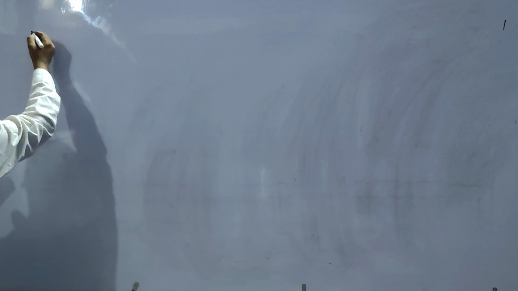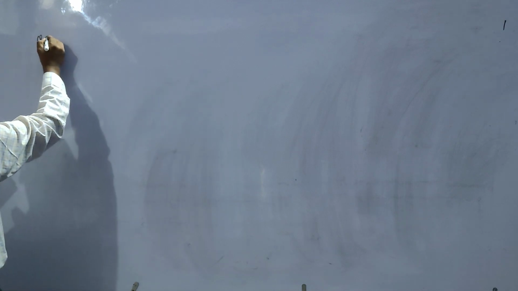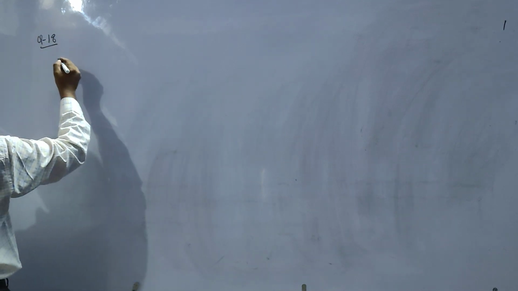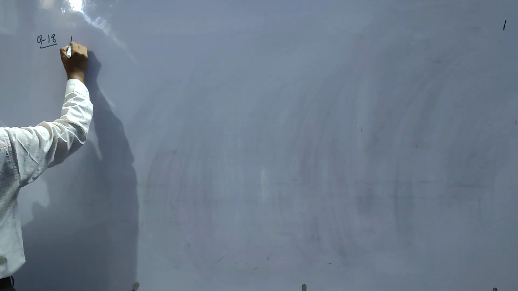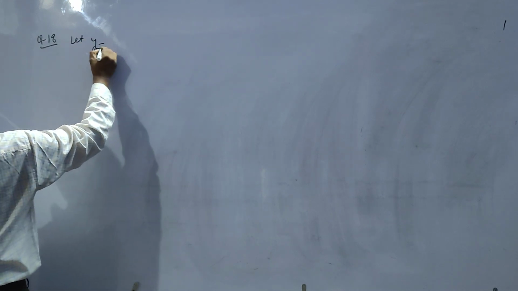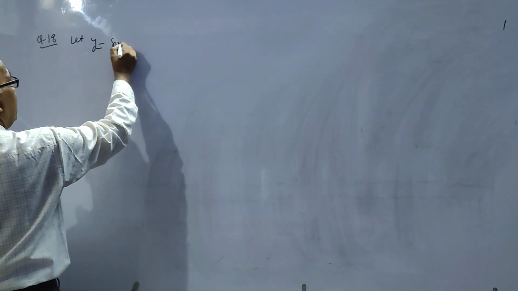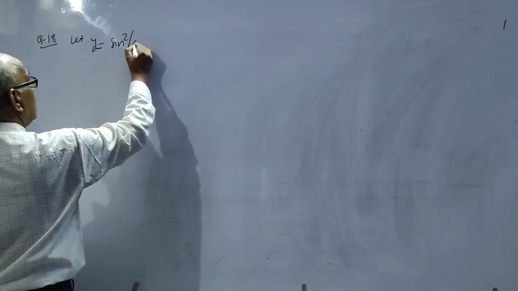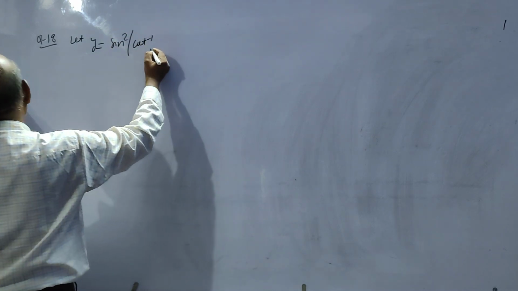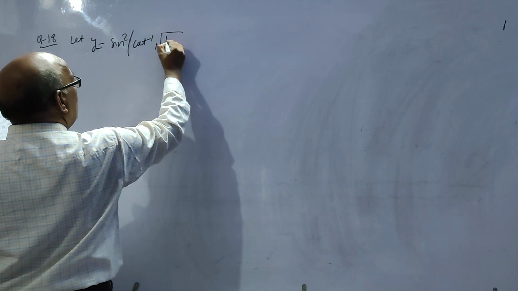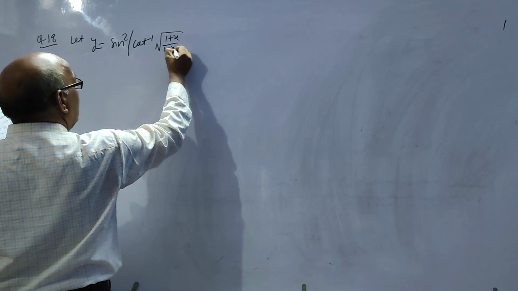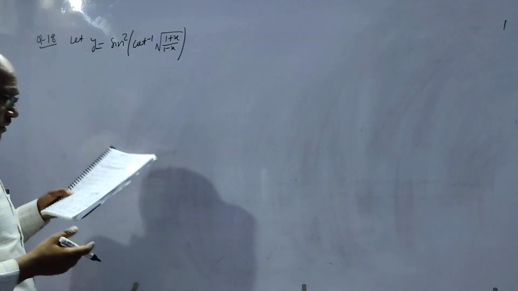This was, I think, question number 17 or 18. This was question number 18. Let y is equal to sine square cot inverse under root (1 plus x) upon (1 minus x).